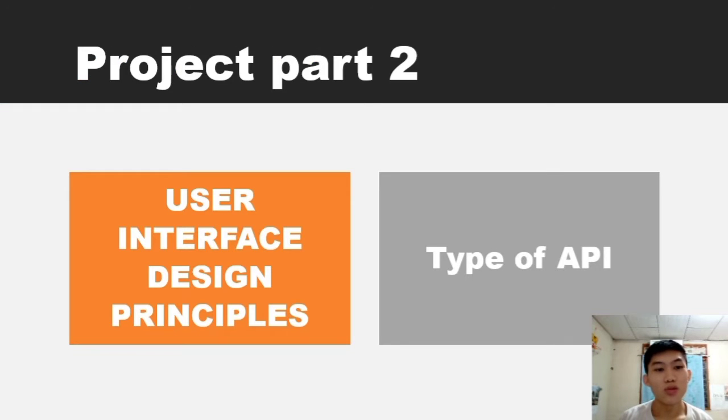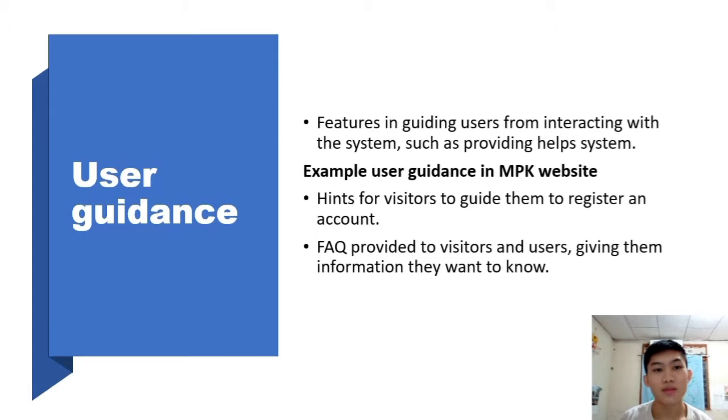In project part 2, I have delivered user interface design principles and the type of API. User guidance has been applied in the MPK website. In its features, in guiding the user for interacting with the system, such as providing a help system. An example of user guidance in the MPK website is that there will be hints for visitors to guide them to register an account, and there is an FAQ provided to visitors and users, giving them the information they want to know.